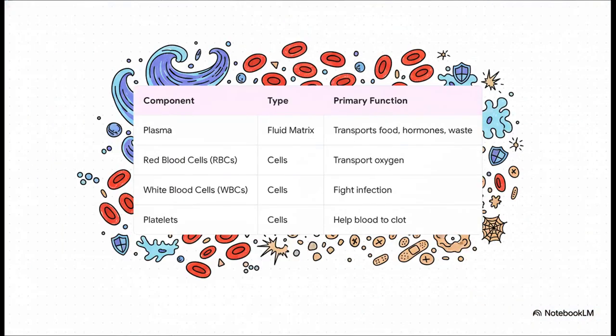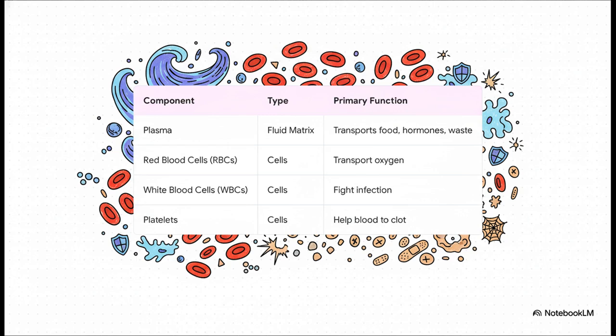So let's break this down and look at the job of each component. First, we have the plasma. This is the fluid matrix, and its job is to carry things like food, hormones, and waste materials. Then you have the red blood cells, or RBCs. Their main job, a very important one, is to transport oxygen. Next up are the white blood cells, the WBCs. You can think of these as the soldiers of your body. They're there to fight infections and keep you healthy.